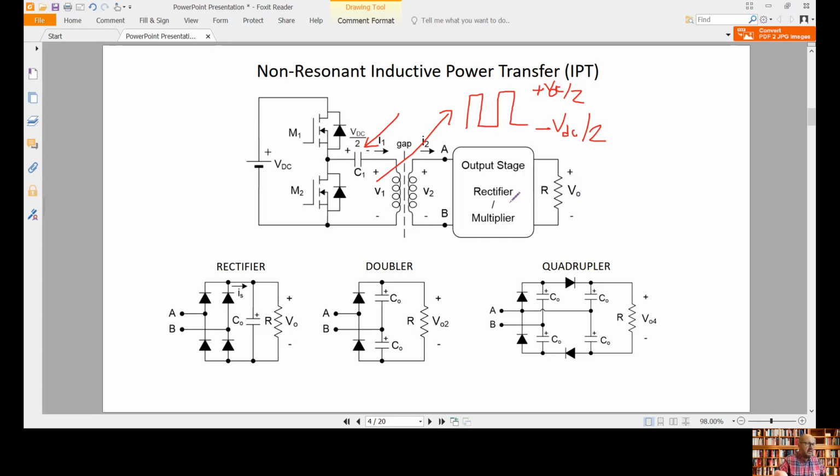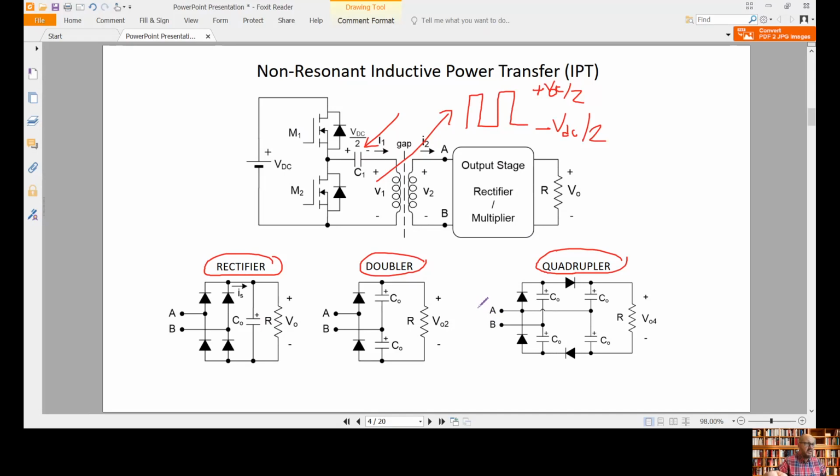And this can be done with several possibilities. One of them is using a simple rectifier with 4 diodes and then a filter capacitor and the load. We can use a doubler in order to increase the voltage at the output, or even we can use a quadrupler so we can generate more voltage even at the output, theoretically 4 times the voltage that we have at the input.